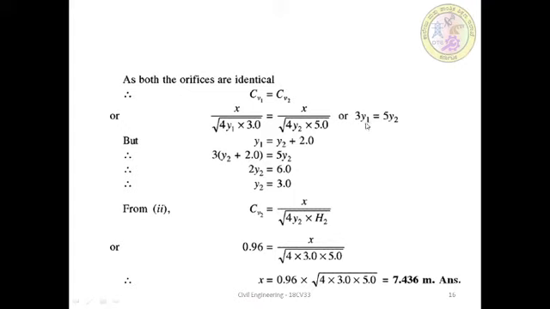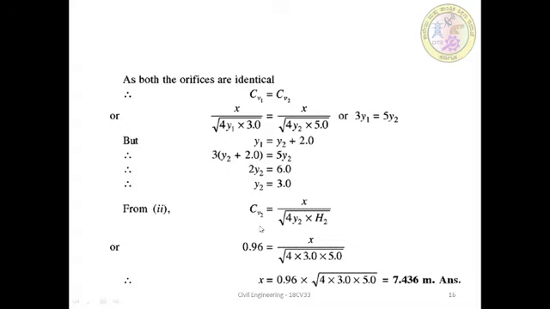From this, after simplification, we arrived at 3y1 = 5y2. So now we can substitute y1 as y2 + 2. So 3 times (y2 + 2) is equal to 5y2. You can see that everything is in terms of y2 only. Now simplify, and y2 can be calculated. Once y2 is calculated as 3, then obviously y1 is 5 meter.